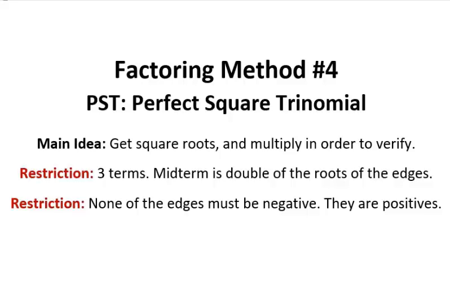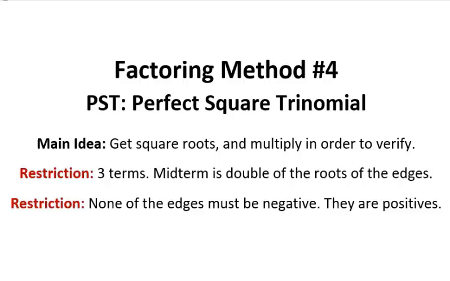Okay, we're solving exercises of factorization and we're studying methods for factoring. Right now we're going to talk about method number 4, which is called perfect square trinomial. The main idea of perfect square trinomial is that you can get a square of a binomial, and that kind of represents the exercise that you have.